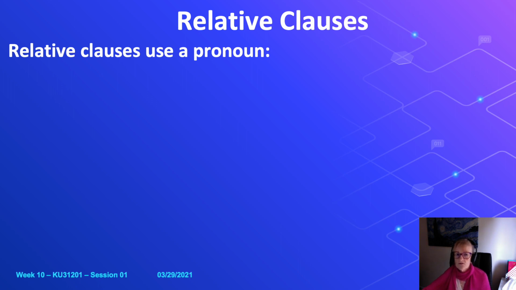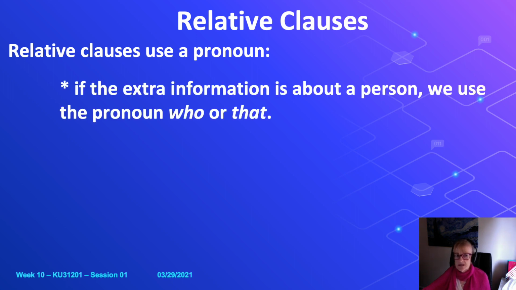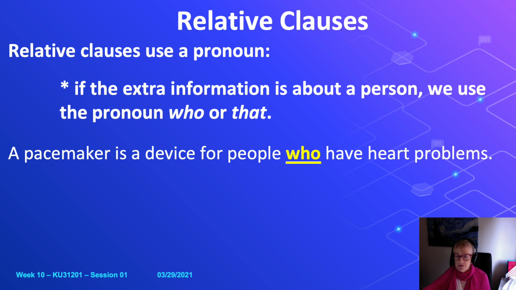When we're using relative clauses in writing, we need to use a pronoun. So the pronoun is joining the relative clause to your subject sentence. If the extra information is about a person, or even if it's about an animal that's a pet, we use the pronoun who or that. So in the first sentence we looked at, a pacemaker is a device for people who have heart problems, you can see that we've used who as the pronoun, and it's in the yellow writing there. That's the pronoun that is joining the relative clause to the sentence.